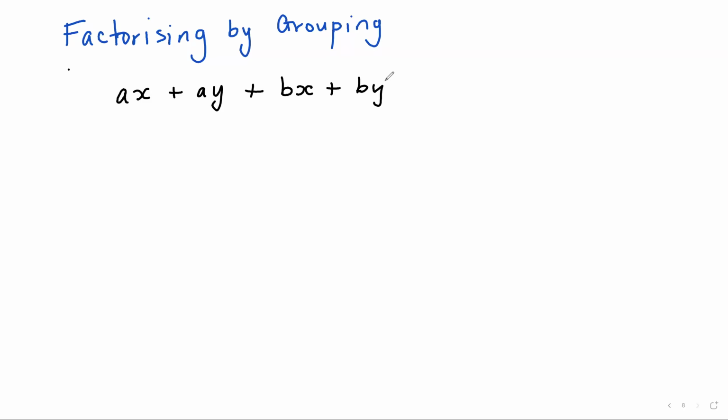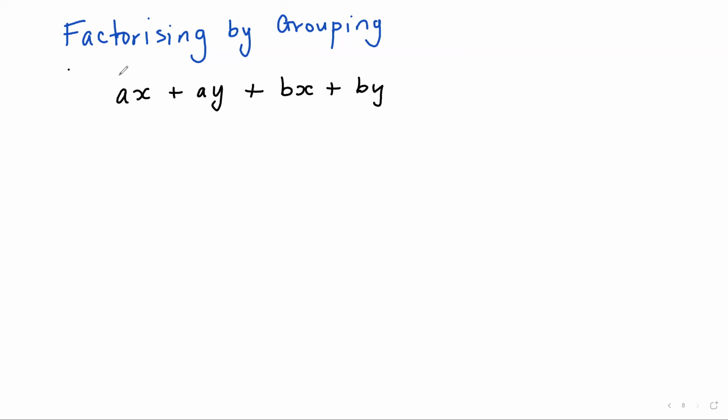So as you can see, all four of them do not have common factors, right? But if I were to group them into two pairs, I can group them in such a way that each pair will have a common factor. So here's what I mean by that.